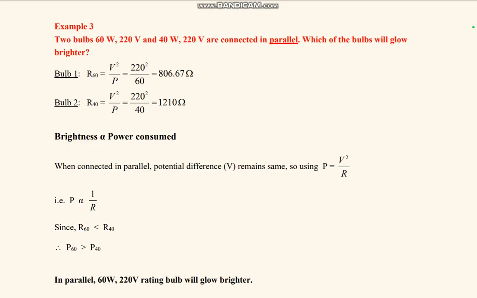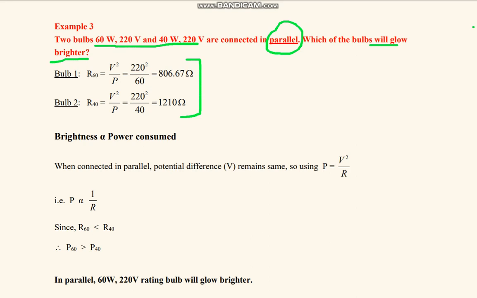It is the same question as before. Again, we are given the same two bulbs of 60 watt 220 volt and 40 watt 220 volt. These are the power ratings. But now they are connected in parallel. You need to find out which one will glow brighter. Earlier they were connected in series. Now the same two bulbs are connected in parallel and you need to find out which one will glow brighter. As the first step in these questions, we will find the resistance of each bulb using the V square by P formula, and we find the resistances of the two bulbs as given on the screen, which we calculated earlier in the previous question also.